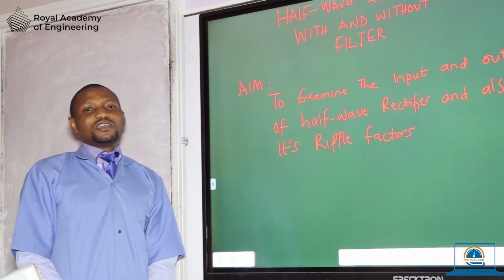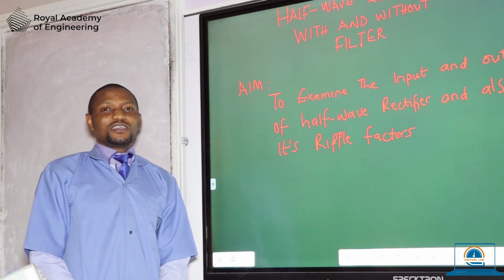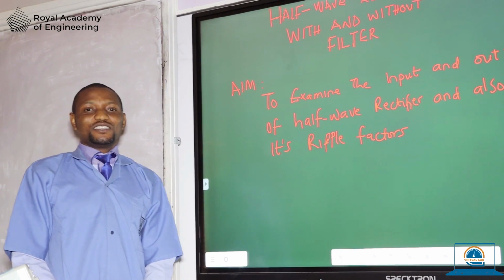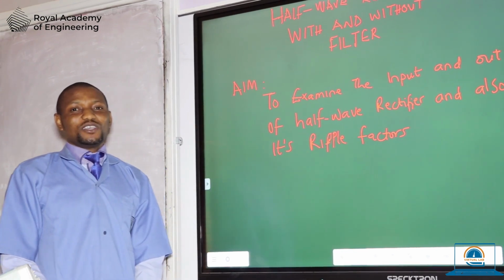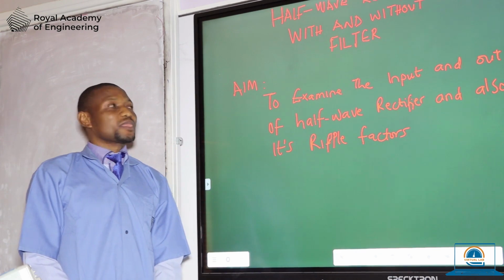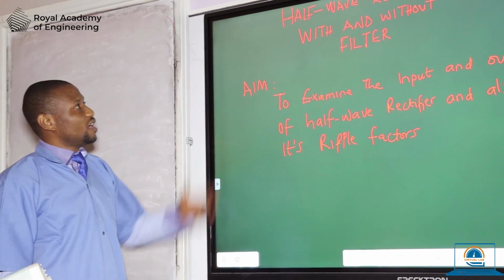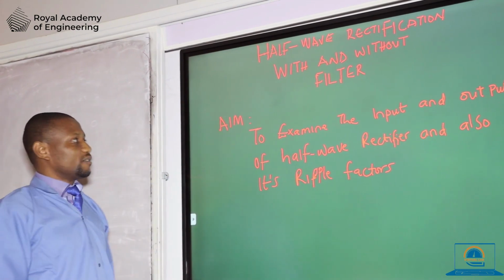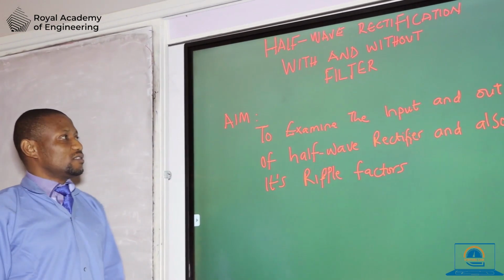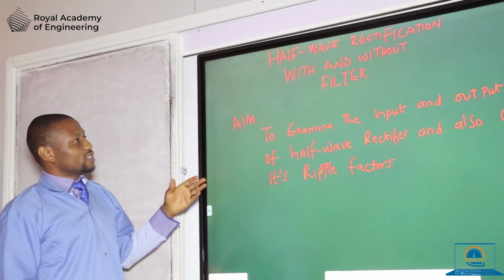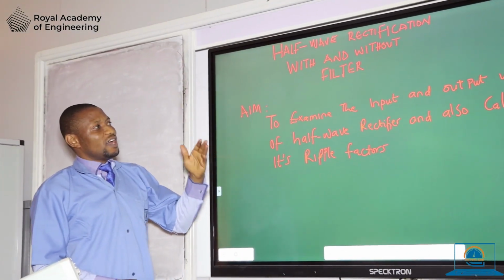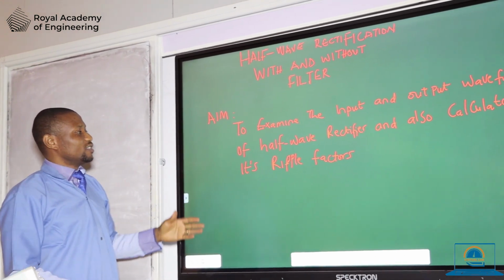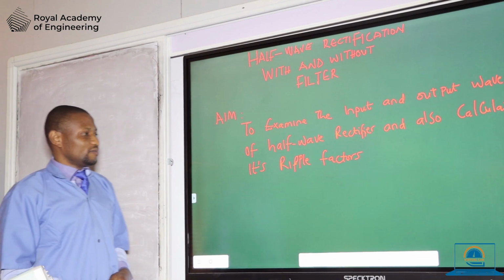Today we shall be doing a very simple experiment, and this experiment demands that students should be attentive to avoid making mistakes during practice. The title of the experiment is Half-Wave Rectification with and without filter. The aim of the experiment is to examine the input and output waveforms of a half-wave rectifier and also calculate its ripple factors.